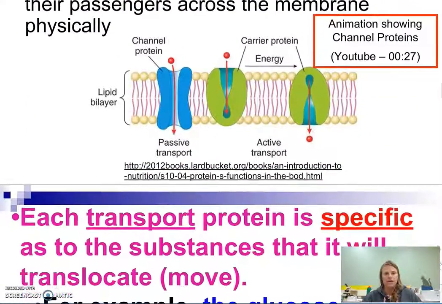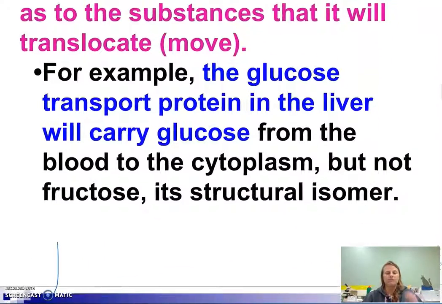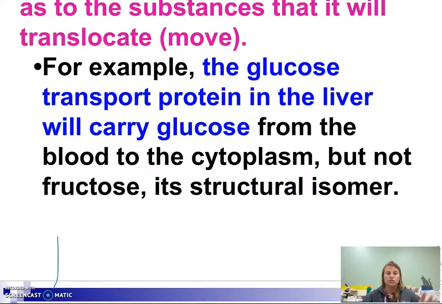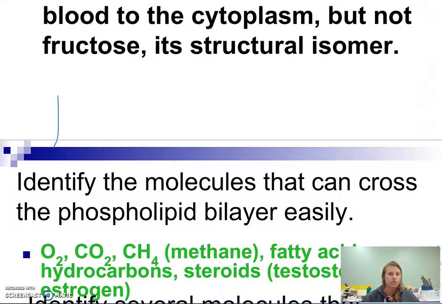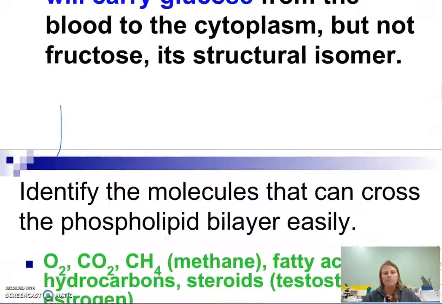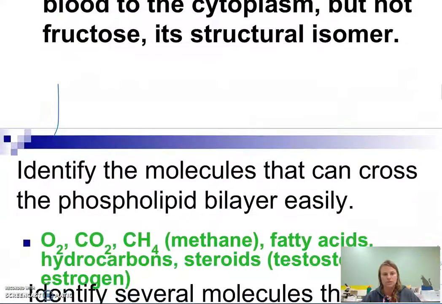Now, each transport protein is specific to the substance that it's going to translocate or move or transport. For example, the glucose transport protein will only carry glucose. It's not going to carry fructose or sucrose. Even though fructose is a structural isomer, it's still not specific enough.